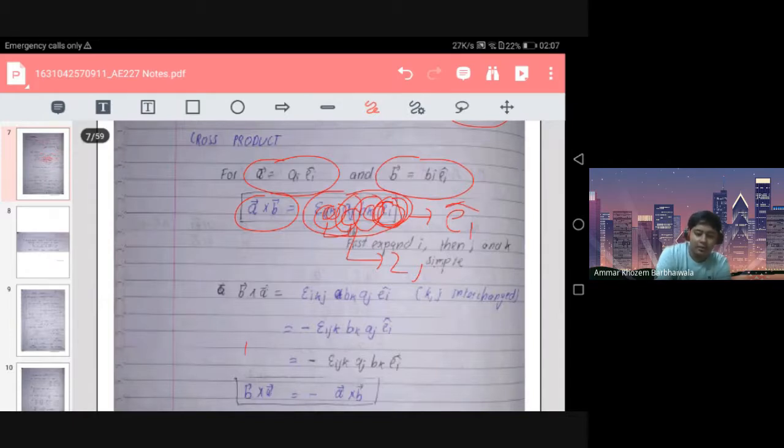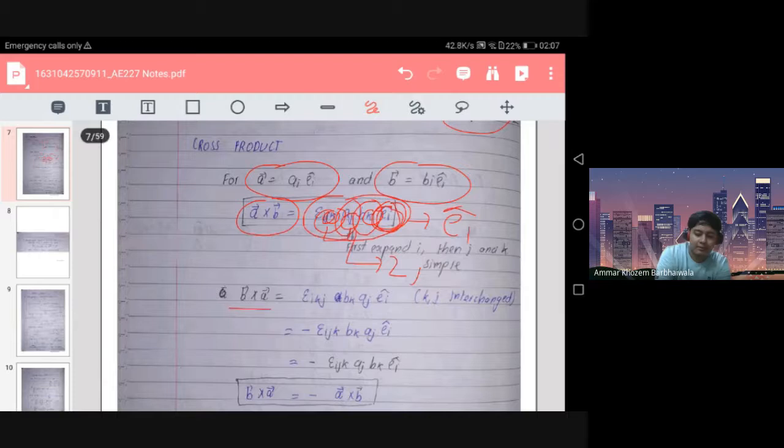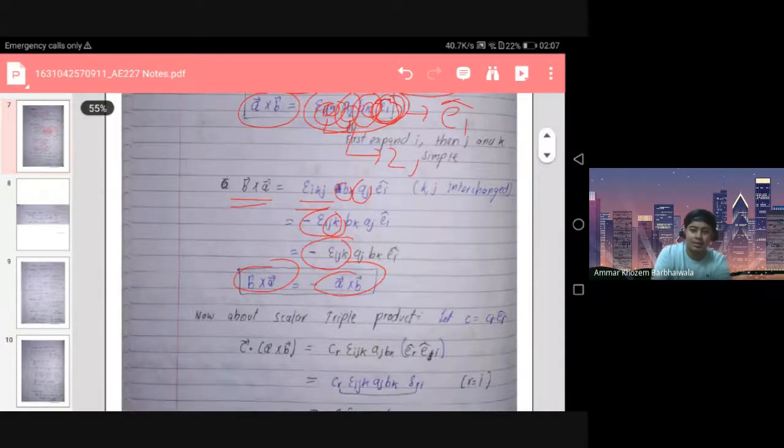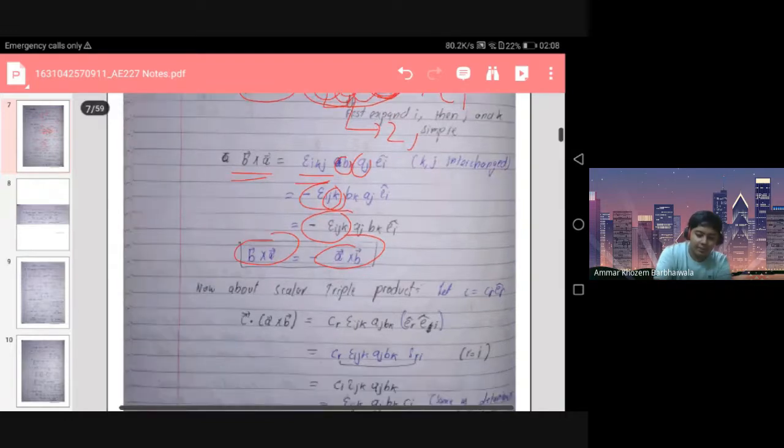In that case we can also prove that b cross a equals epsilon ikj bk aj. What we can do is replace k and j and use the property of the permutation symbol that we are swapping once. One swap is an odd permutation, so epsilon ijk would be minus epsilon ikj, and in that case we have b cross a equals minus a cross b. It's as simple as that. Once we know the properties, we can use them to prove any number of simple identities.